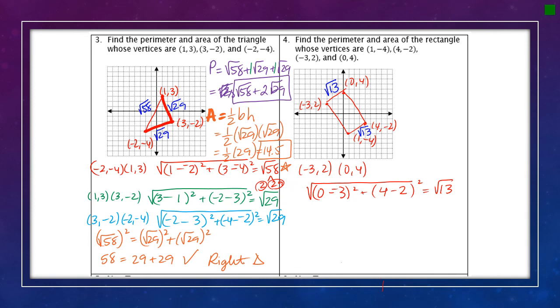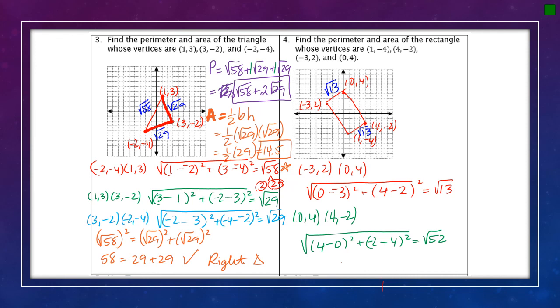Next I'm going to use the point 0, 4 and then 4, -2. And it doesn't matter which points you use, you'll get the same answer. I just know that when I plug 0 in, it makes my calculations a little bit easier. So that's why I like to choose the points that have 0. So I would have 4 minus 0 and -2 minus 4. So that would be 16 plus 36, or 52.